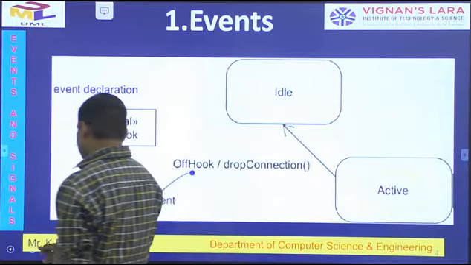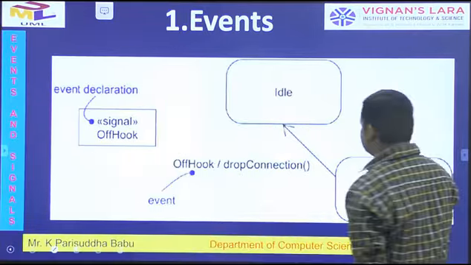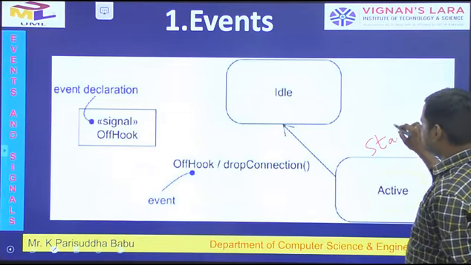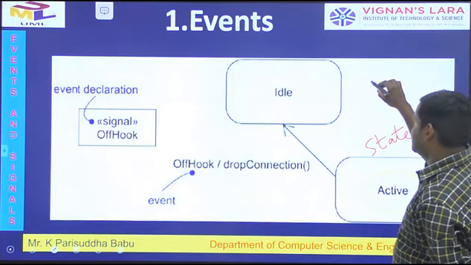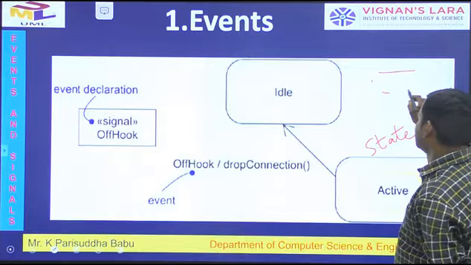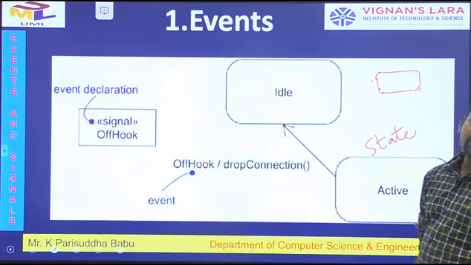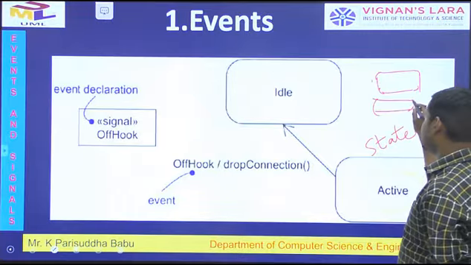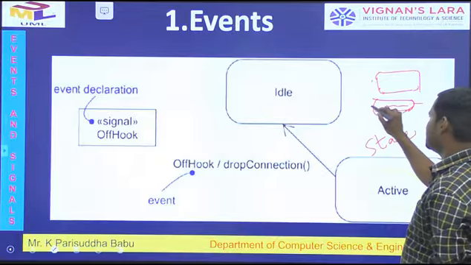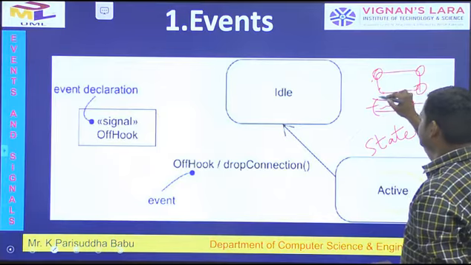What is an active? Active is a state. A state is represented with rounded corners, whereas an activity is also represented with rounded edges, as we saw already.